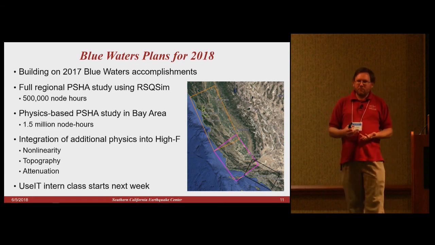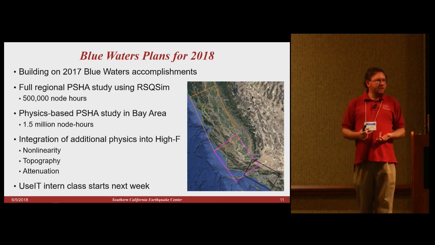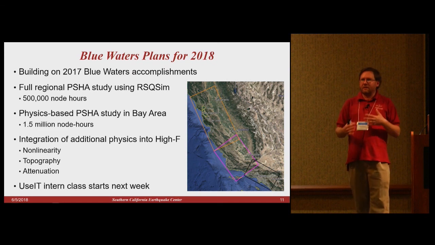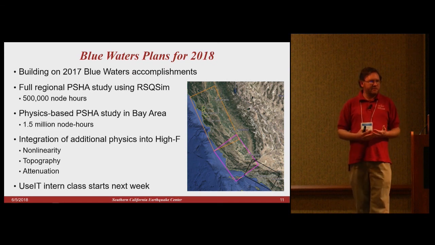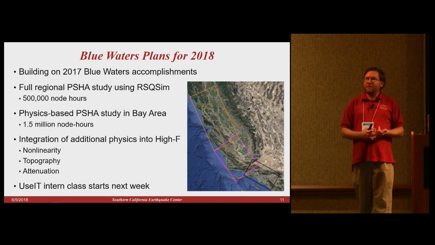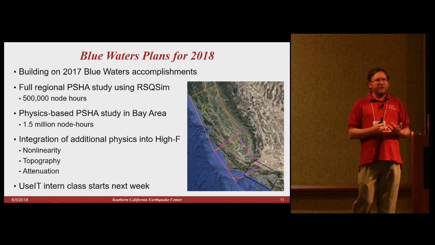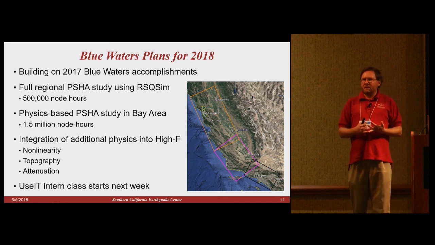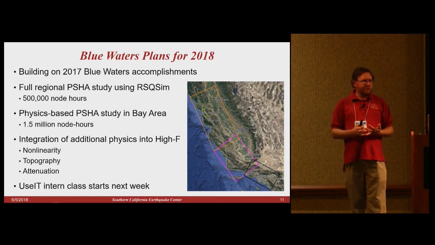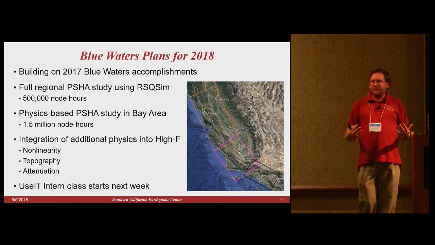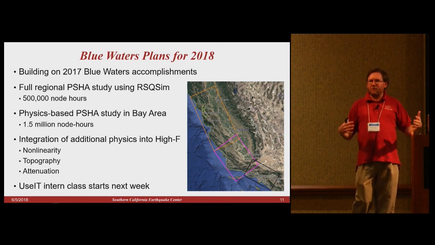On the high-F side, we're working to integrate new physics. We're looking at nonlinearity, both at the source side and at the site side. We see that it continues to become important as you go to higher frequencies. We have topography implemented in some but not all of the high-F codes, so we're working on that. Frequency-dependent attenuation is in there, but needs to be modified to be in closer agreement with what we observe. So we're bringing new physics in as well. Ultimately, that will feed back into our PSHA calculations and continue to allow us to improve our overall hazard estimates for California.